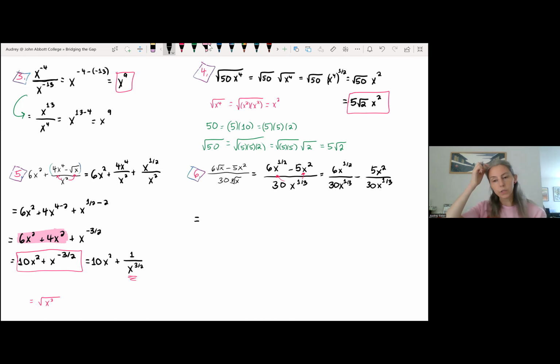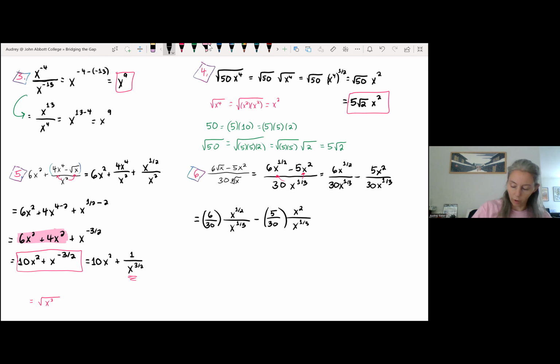Now, a thing that's useful sometimes when you have fractions in both the numerator and the denominator, to make sure that you don't move things around incorrectly or accidentally apply rules when they're not allowed to be applied, you can take those constants and move them to the front. So I'm going to take that 6 over 30 and just stick it out front. Then what I'll have left is x to the 1/2 over x to the 1/3. Then minus, I'm going to take that 5 over 30 and move it out to the front. x squared over x to the 1/3.